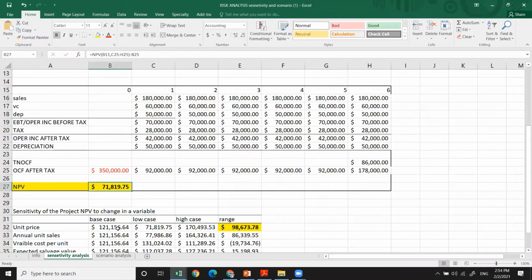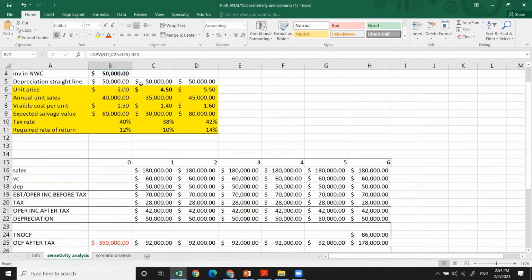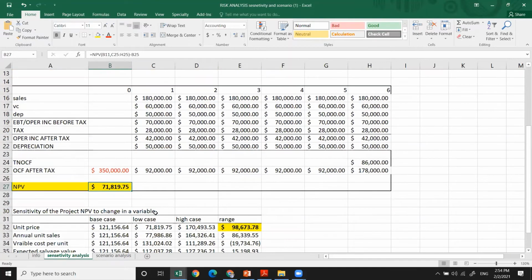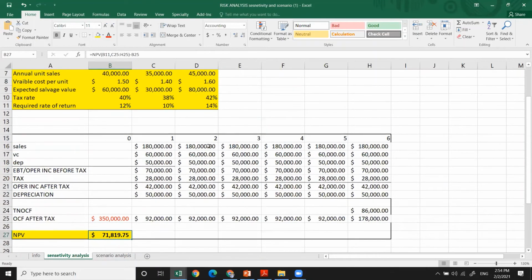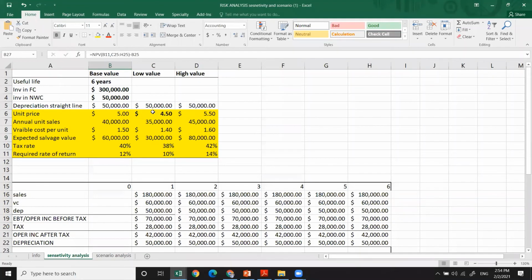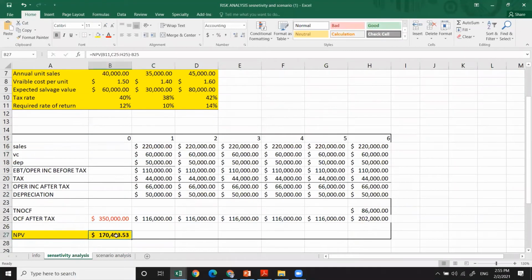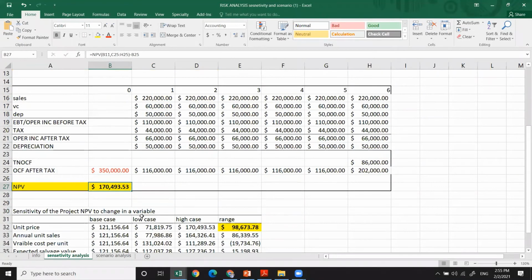It declined by almost 50,000. It declined by 50,000 or 50 million. We can say it declined by 50 million. So it's a huge number, but the price changed a bit. I reduced it. But what if I increase the price itself? I do not change all the variables. I change only the price, guys. I'm changing only the price. What happens to NPV? It goes up by 50.